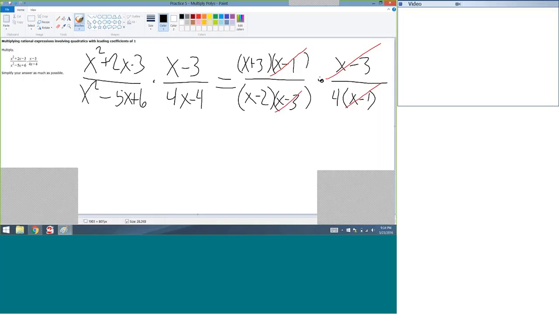So now the only thing left in the numerator when we multiply through is an x plus 3, and then we're going to have a 4x minus 2. Nothing else matches, nothing else is the same, so this is the final answer. Everyone is comfortable with that?